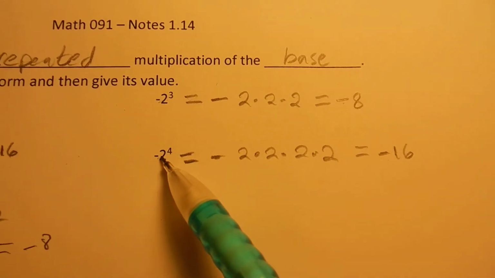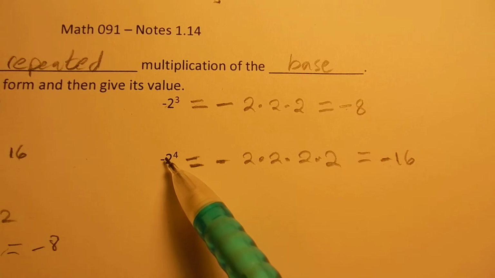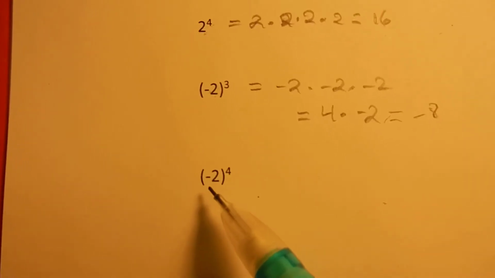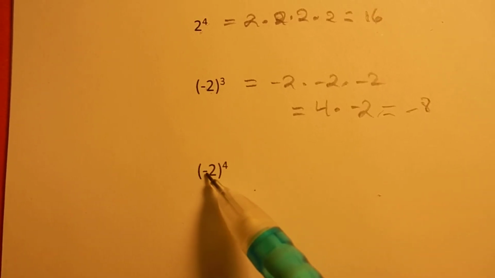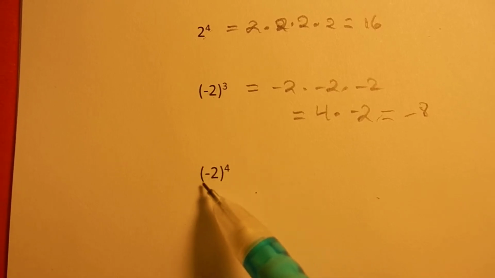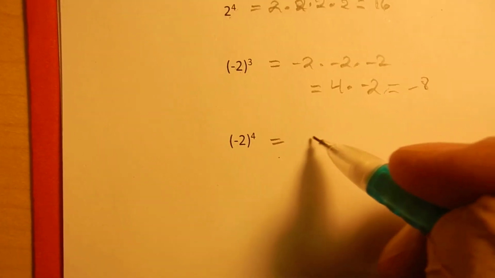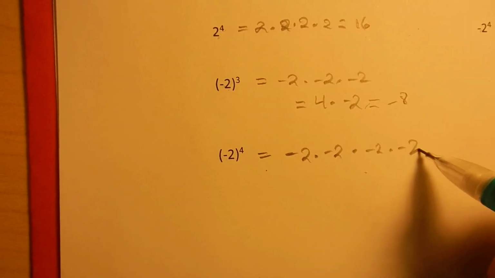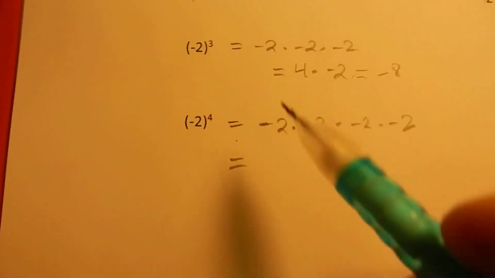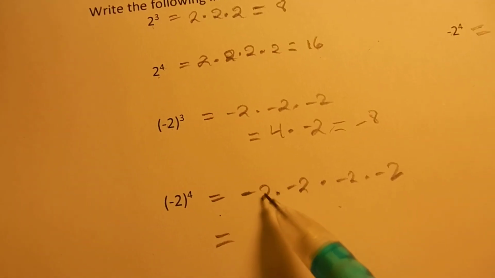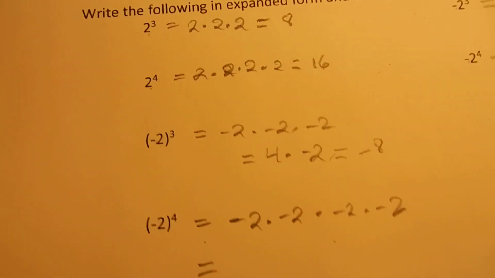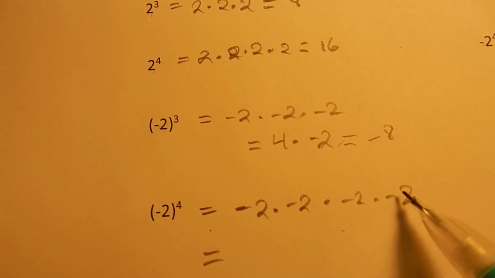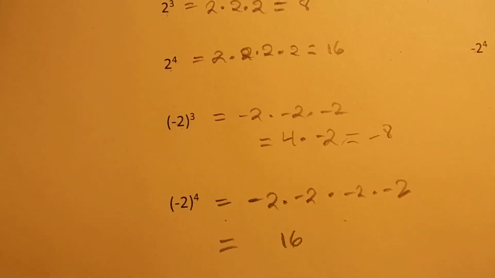If we want this hyphen to indicate negative and to have the exponent applied to it, then we must use parentheses, as in this case. So this is saying negative 2 to the fourth power, which is 4 negative 2's multiplied together. So remember that you can start anywhere because multiplication is associative. Doesn't matter where you start. So if I start here, I get positive 4. Do this, I get positive 4, and then multiplying the 2, I get 16.